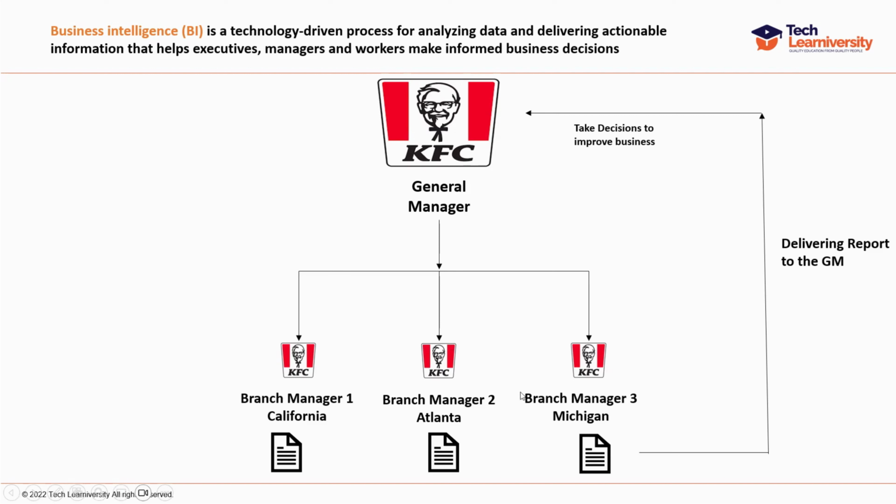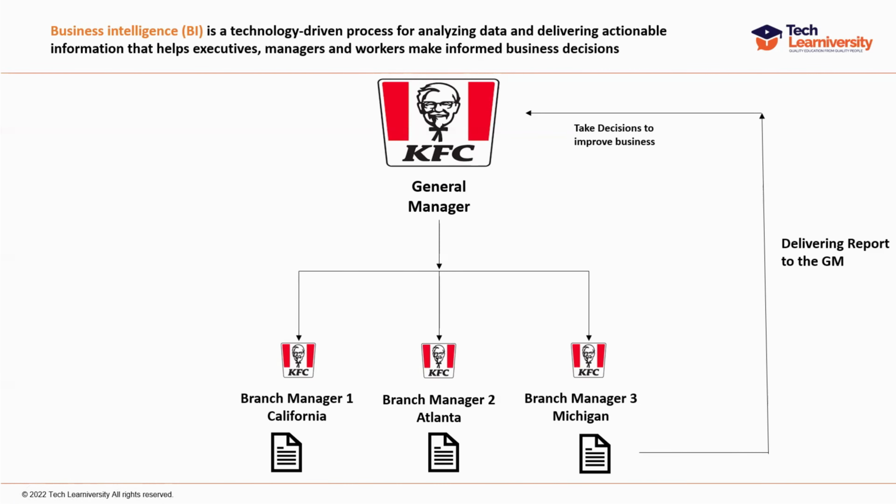So these three branch managers will create three reports and submit them to the general manager. From this information, the general manager will get some idea whether the business is going well or not. To create these reports, we have multiple tools in the market, out of which Power BI stands number 1 these days. It is one of the topmost business intelligence tools in today's market. Most of the time we will use Power BI to create business reports and share them with the general manager so that he can take actionable insights from it.